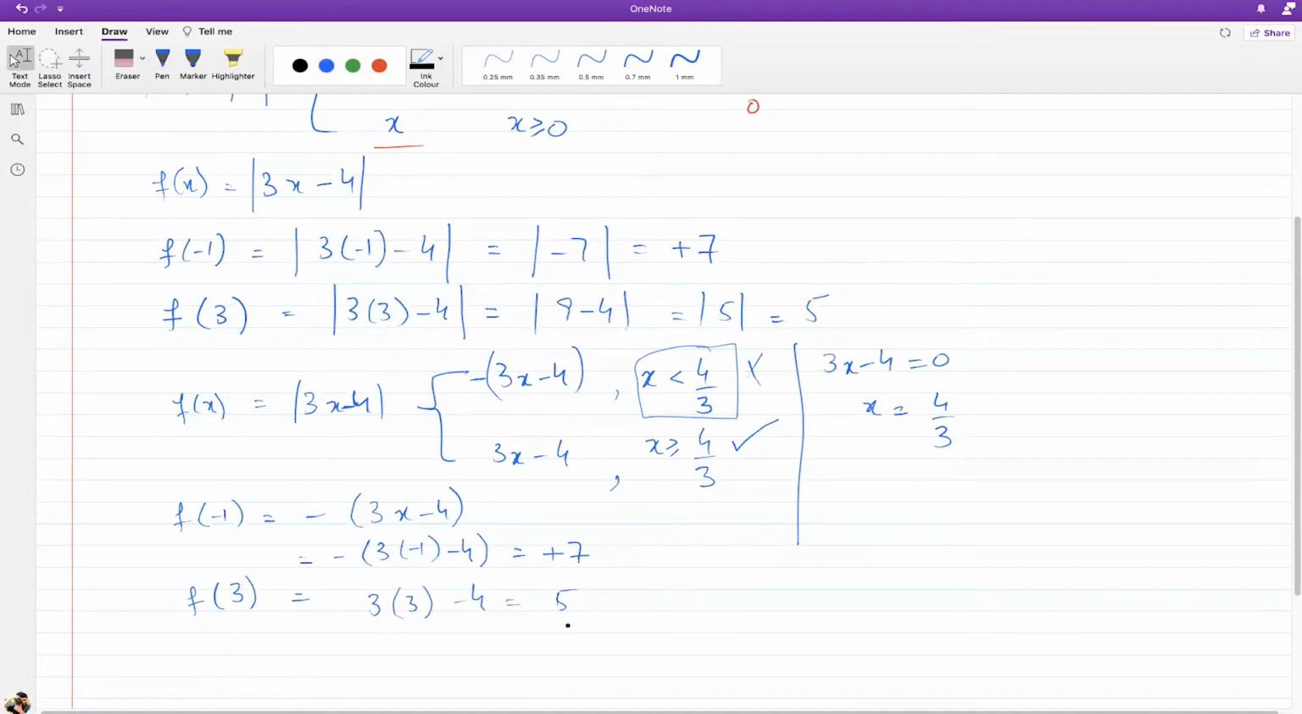In other words, whenever you have a modulus function, look at what value of x you're putting in and what answer you get. If you get a negative answer, make it positive. If you get a positive answer, leave it as it is.